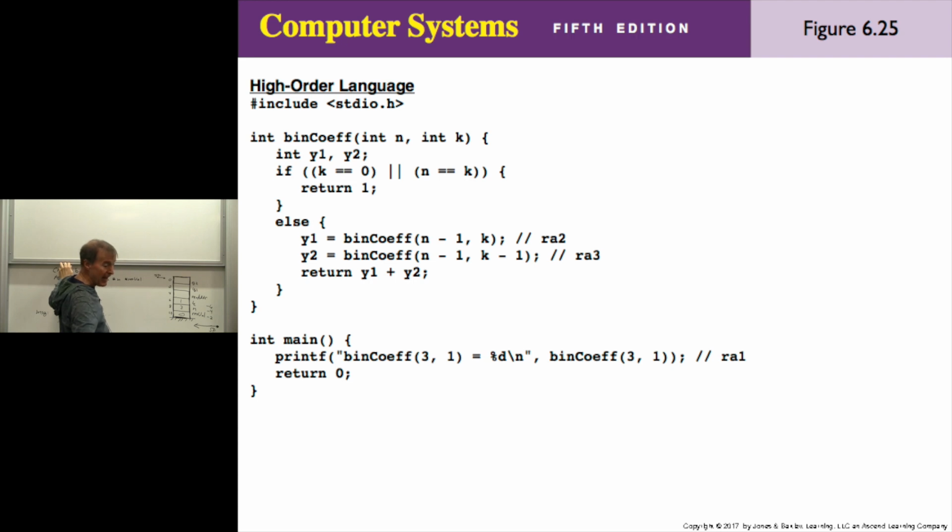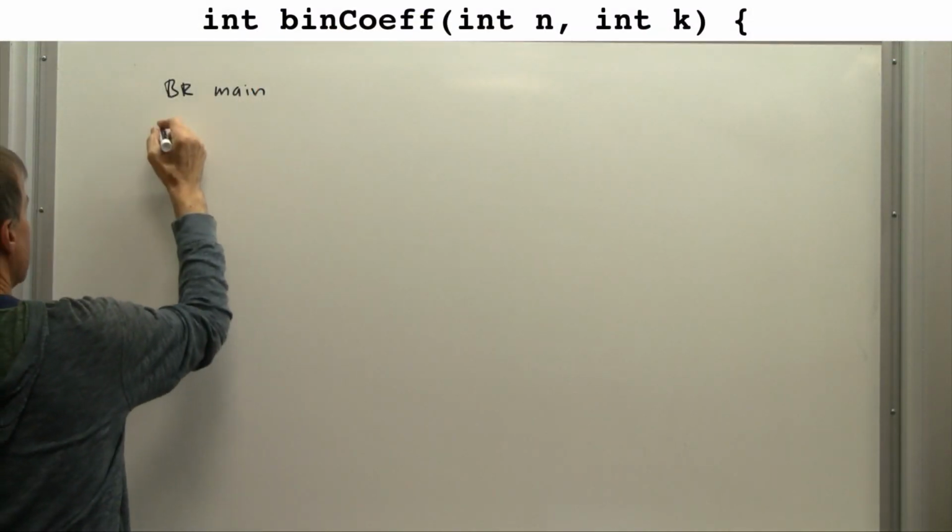N and K and Y1 and Y2, and what's another thing that it does? Return something. So it's going to have to have access to what? To all of these. So we have to define those. Okay, so branch domain.